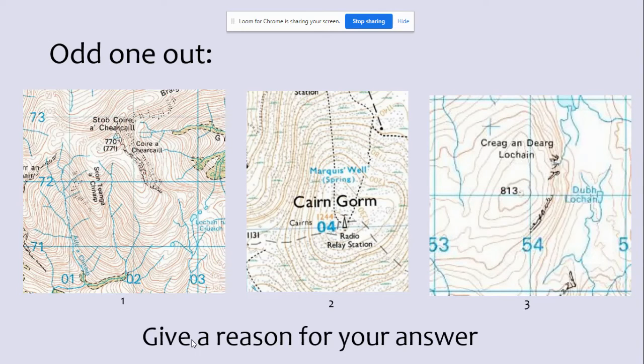And then just one last thing to finish off, odd one out. So we've got 3 extracts from OS maps here. I'd like you to identify the odd one out and write your reason why. So if you'd like to press pause and do that.